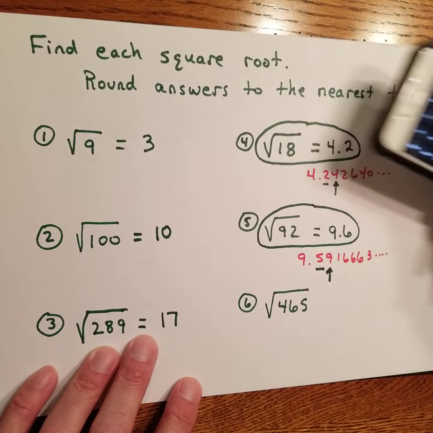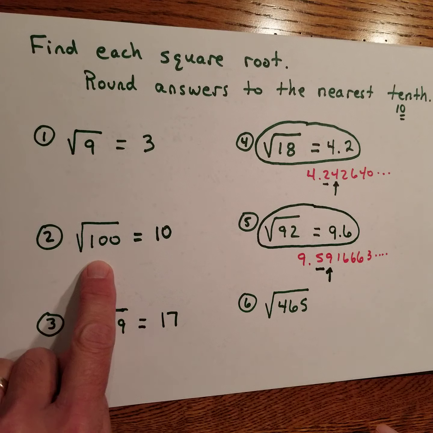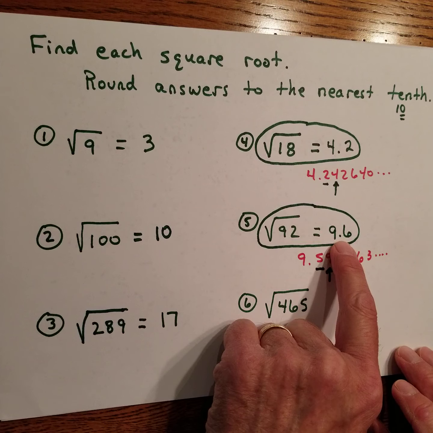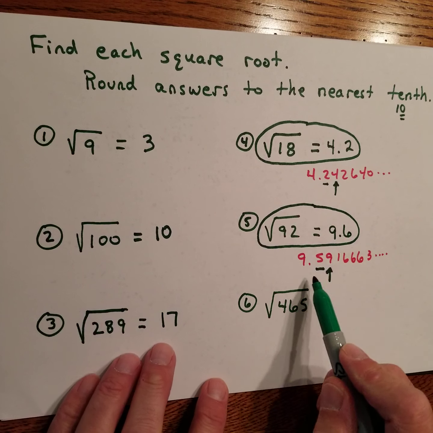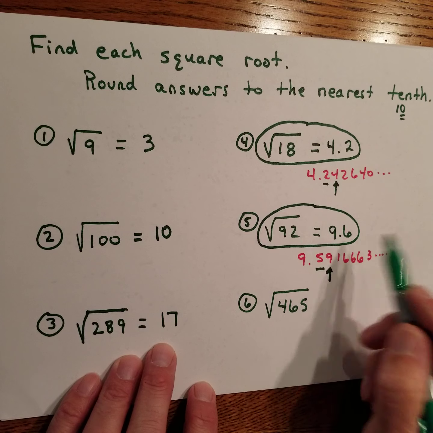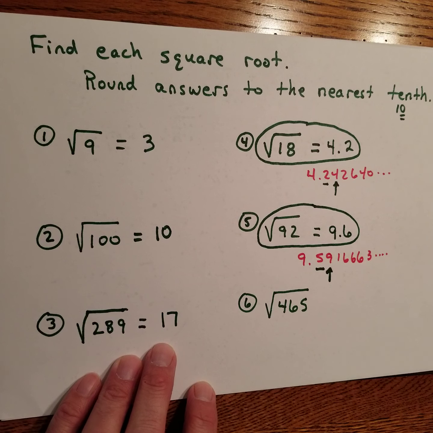This is the way I want you to show your work. You write the problem down, put the answer next to it. Write the problem down, put the answer next to it, round to the nearest tenth. No need to show what I'm writing here in red. That'll be on your calculator. You just give me the final answer along with the problem.